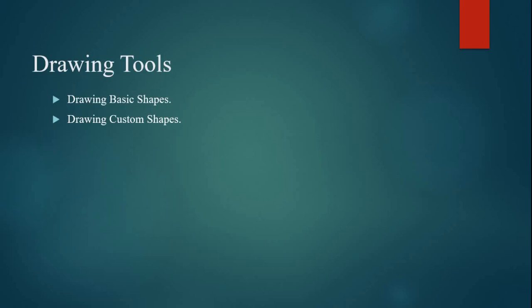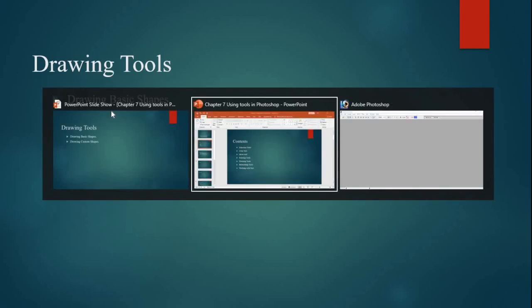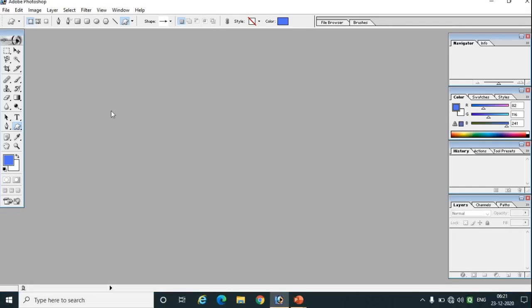So instead of discussing them theoretically, let's do it practically. First we will go with drawing basic shapes, that is, how to draw basic shapes in a Photoshop file. For that we will go to the Photoshop window. So this one is a Photoshop window. Now what I have to do, I want to use basic shapes. I want to draw basic shapes in my Photoshop file.